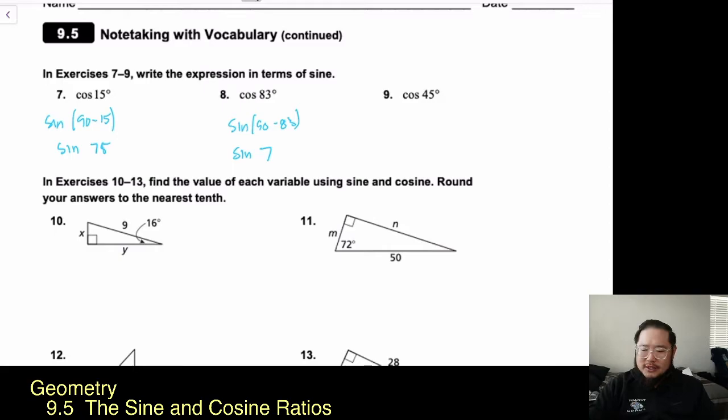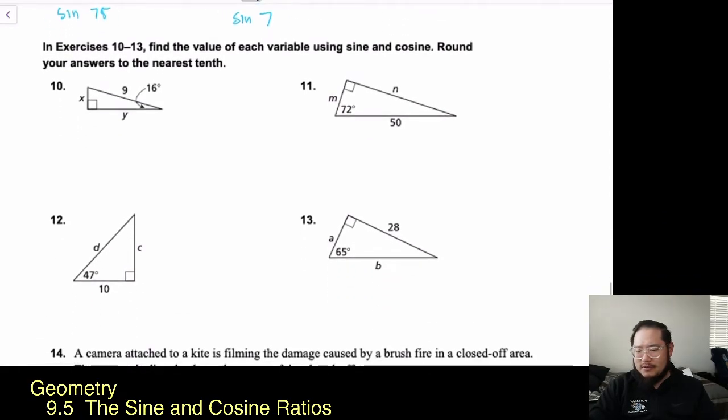So now let's get to the real good stuff of this section. The meat of the section. Find the value of each variable using sine and cosine, and round your answer to the nearest tenth. So if I take a look at what's given to us, I've got an angle right here, 16 degrees. And I want to try to figure out x and y. If I want to figure out x, remember, what they do give us right here happens to be the hypotenuse, and that right there is being opposite. Remember, we have our SohCahToa.